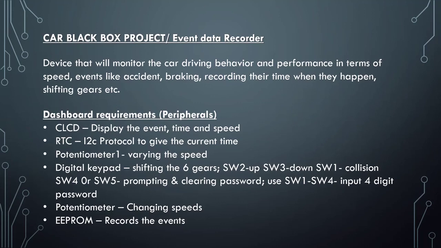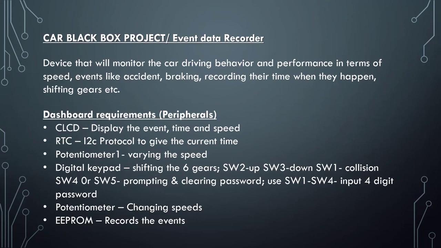And we also had the next important peripheral, the digital keypad, which we can program to do a variety of tasks. For example, we can shift the 6 gears from neutral to reverse to gear 1 to gear 4. So we can use the digital keypad to shift from one gear to another, up or down. We programmed switch 2 and switch 3 to either go up or down a gear. Also, we used switch 1 to give us a collision or an on event.